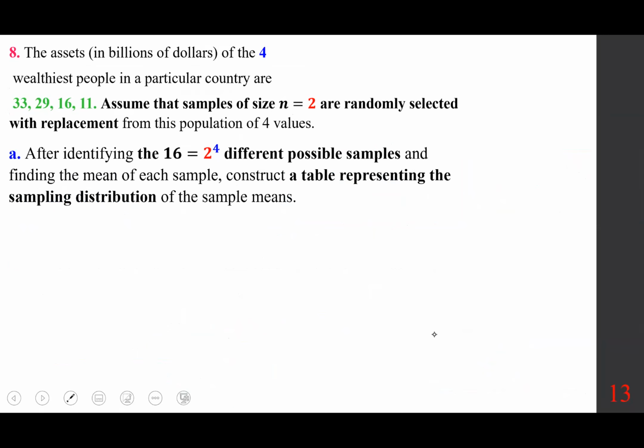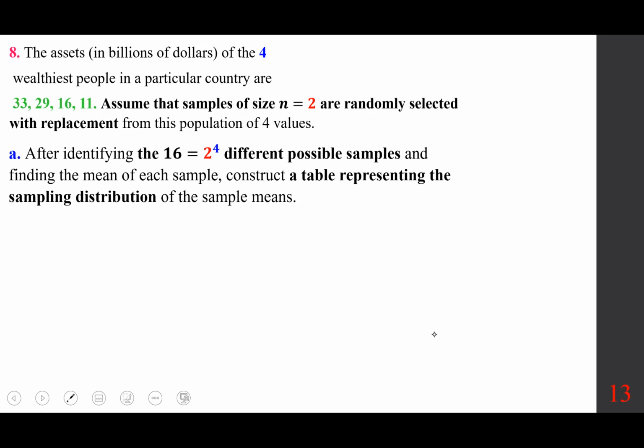The assets in billions of dollars of the 4 wealthiest people in a particular country are 33, 29, 16, and 11. Assume that samples of size n equals 2 are randomly selected with replacement from this population of 4 values. A, after identifying the 16, equals 2 to the 4th power, different possible samples, and finding the mean of each sample, construct a table representing the sampling distribution of the sample means.